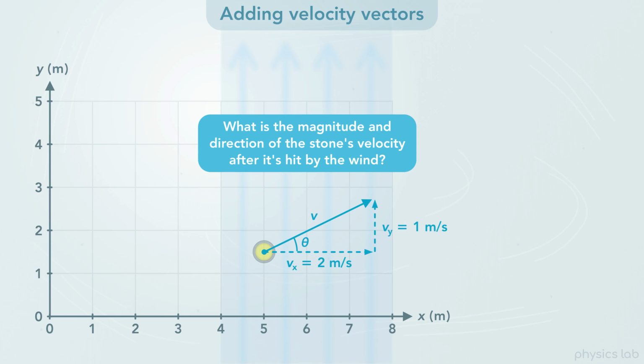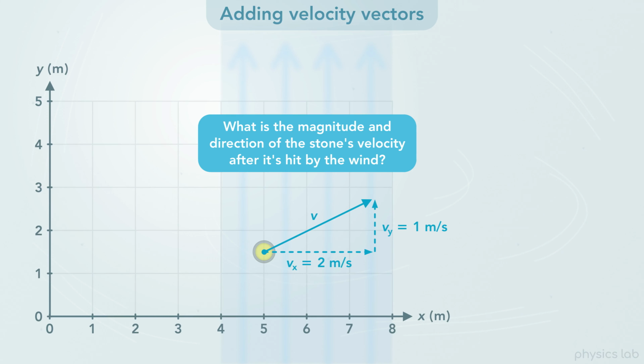Now that the stone has x and y velocity components, the actual velocity of the stone is the resultant vector when we add the two components together. This is just like when we added two displacement vectors. Graphically, we can add vectors using the tip-to-tail method. So if we draw Vx, and then we draw Vy starting at the end of Vx, then the sum of the two components, Vx plus Vy, is this new vector v. V starts at the beginning of the first component and ends at the end of the second component.